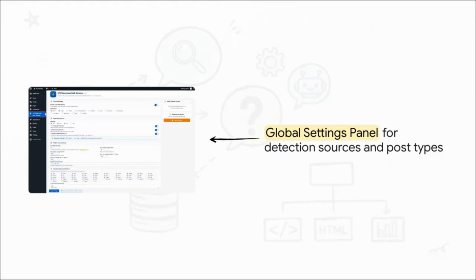Once you're active, the global settings panel is an absolute breeze. Head to Settings, then Auto FAQ Schema. Here, you can choose exactly which heading levels the plugin should scan, like say just your H2s, H3s, or H4s, and which post types to include. You can toggle the whole thing on or off globally with a single click.